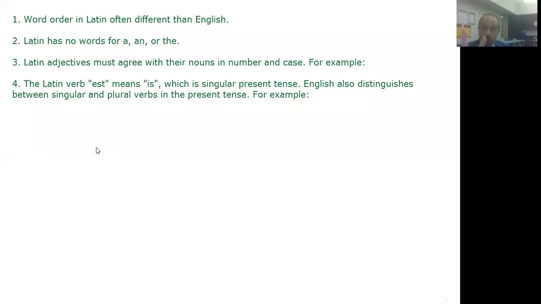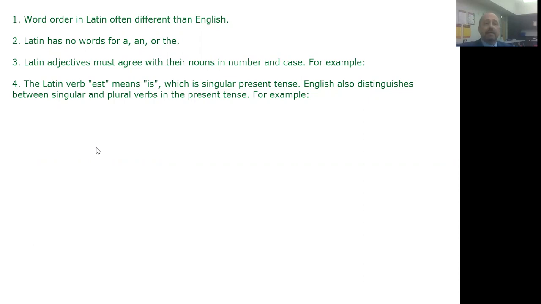Also, important point number 2, Latin has no words for a, an, or the. Latin language does not have articles. So when we're translating Latin into English, we often have to add the articles to our sentences. Otherwise, they don't sound right when they're read.